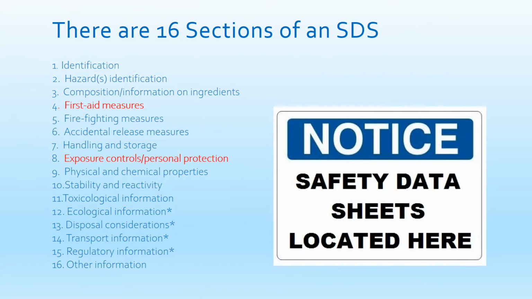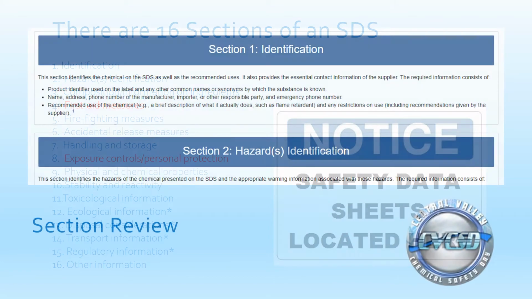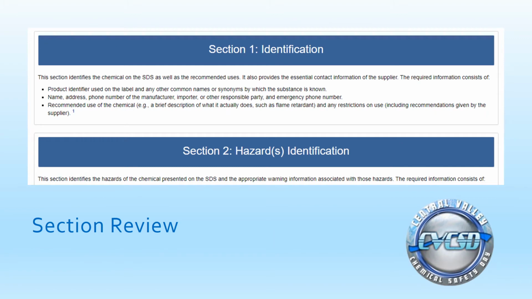GHS requires that an SDS be comprised of 16 sections. Over the next few slides, we will go through each section of the SDS. Section 1 is product identification. This section identifies the chemical on the SDS as well as the recommended uses. It also provides the essential contact information of the supplier.